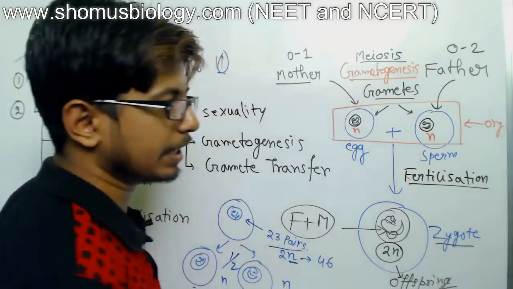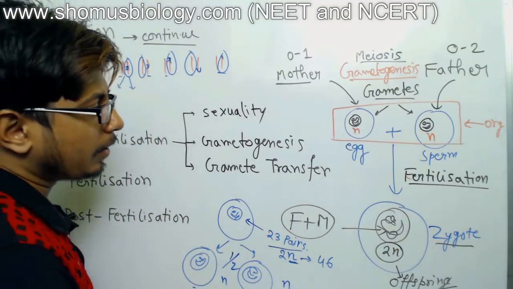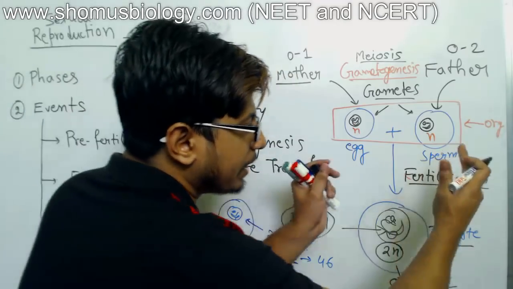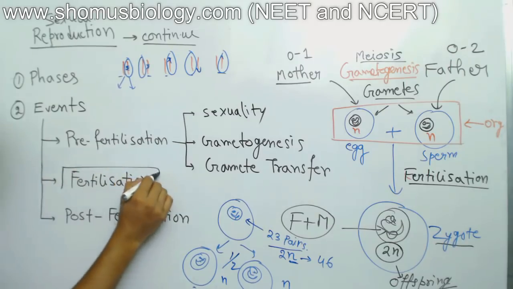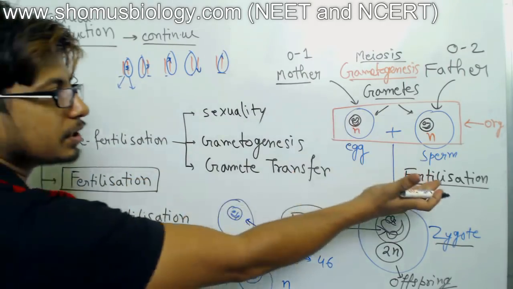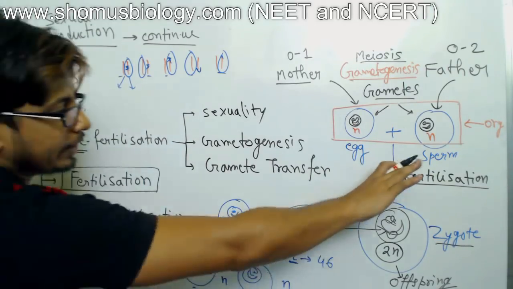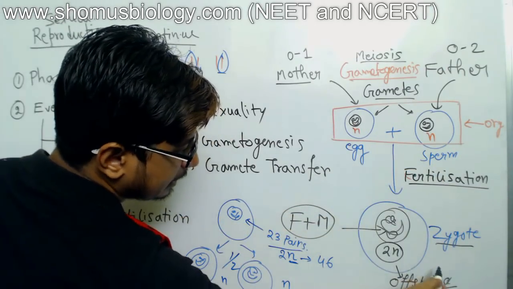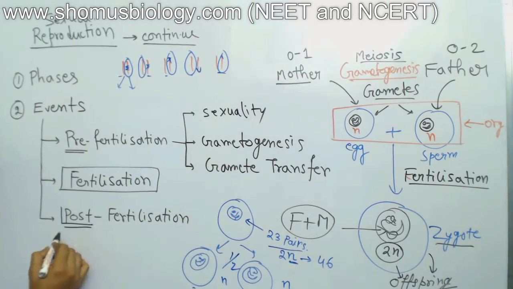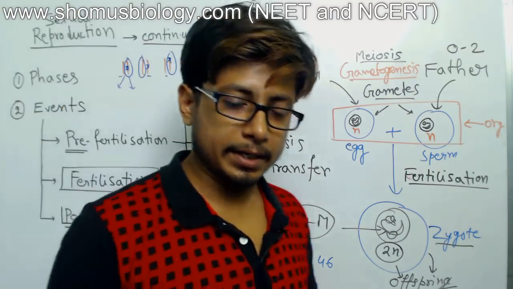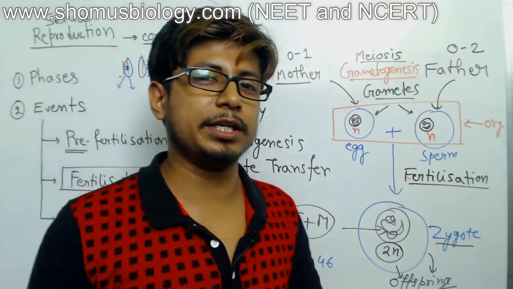This event is known as fertilization. Fusion of male-female gametes to produce zygote. Now, as this is known as fertilization, this is the major event in sexual reproduction, which we keep in the center. So, events before fertilization is known as pre-fertilization. Events after fertilization, that is the development of zygote into offspring, is known as post-fertilization. Okay, so now let's look at the idea of this pre-fertilization and post-fertilization events.